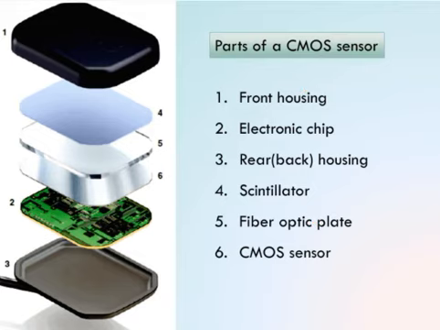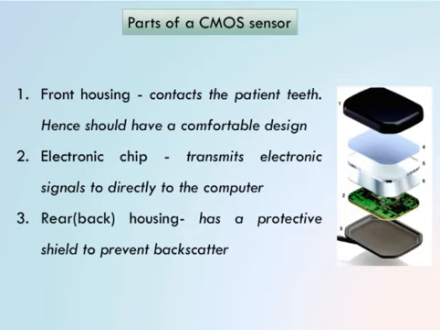Okay, it will have a front housing, it will have a back housing, it will have an electronic chip, it will have a scintillator and the CCD sensor without a fiber optic plate. That is the basic difference between a CMOS and a CCD. So the parts of a CMOS sensor, as we discussed now: the front housing contacts the patient's teeth. Hence, it should always have a comfortable design. It should not have any roughness to make the patient uncomfortable or induce gagging when we place the sensor.